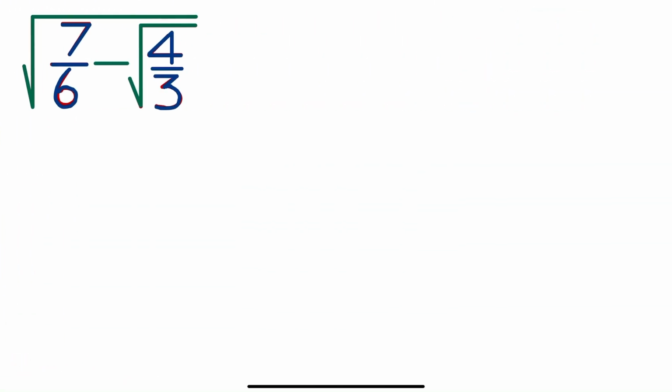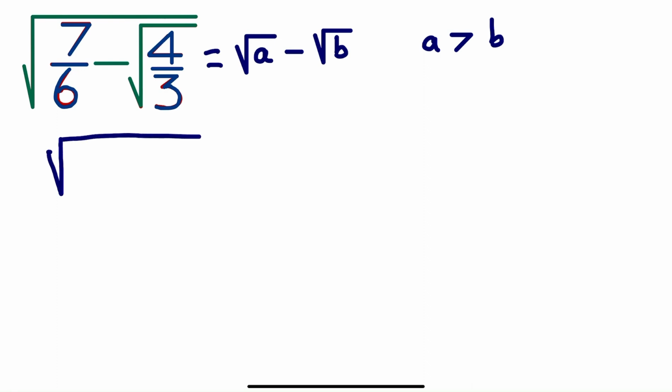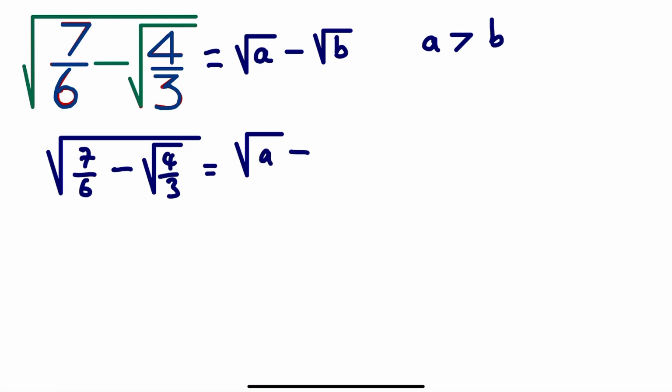So this surd can be simplified as the square root of a minus the square root of b, but a should be greater than b. So this can be written as the square root of 7 over 6 minus the square root of 4 over 3 should be equal to the square root of a minus the square root of b.